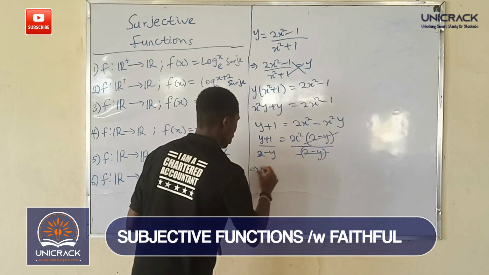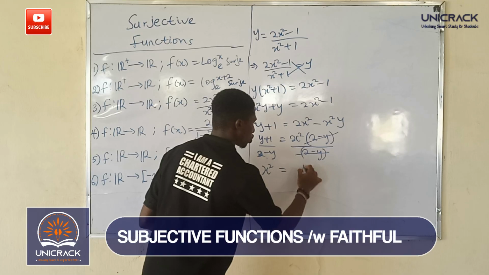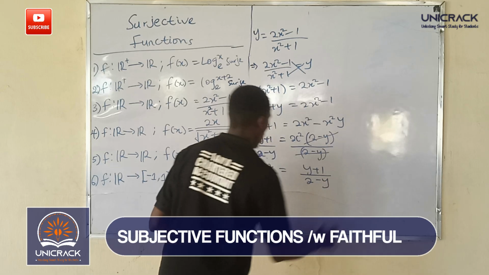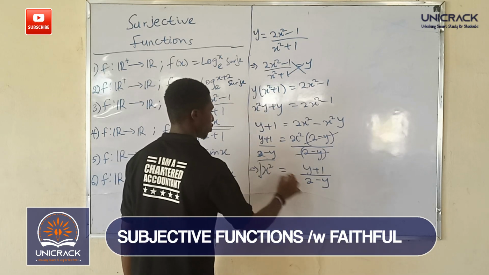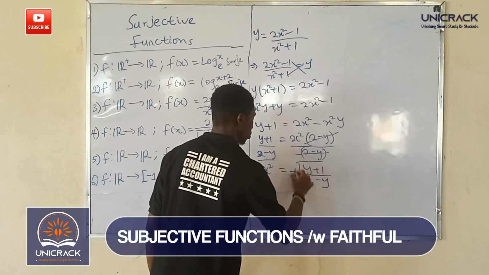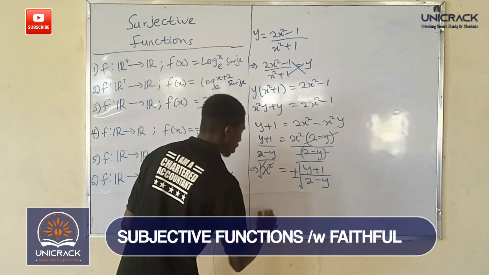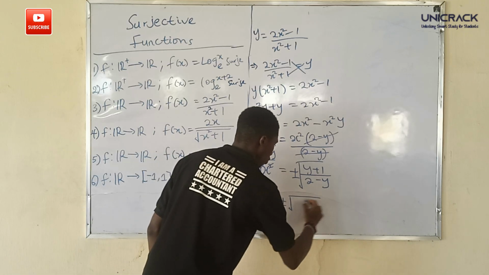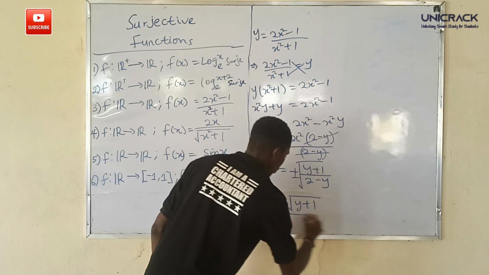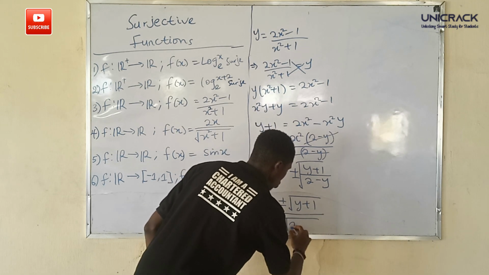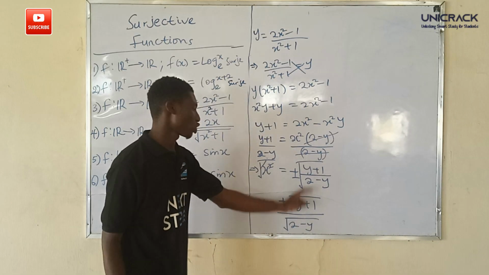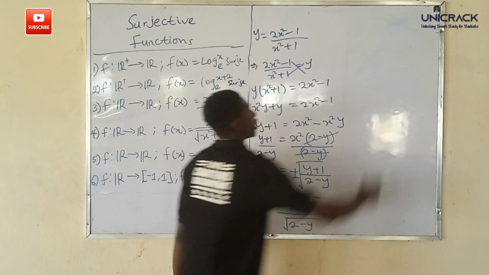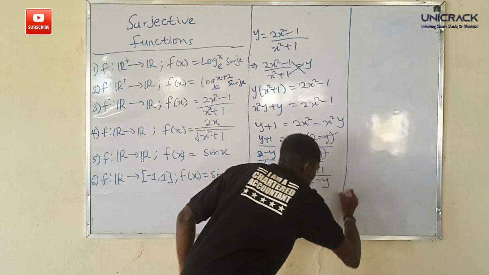We can now say x squared is equal to what? y plus 1 divided by what? 2 minus y. We can square root both sides. If we square root both sides, we have a plus or minus here. This will cancel out this, and x will be equal to what? Plus or minus the square root of y plus 1 divided by square root of 2 minus y. This plus or minus is for both the numerator and denominator, so it's the same thing regardless. So now we have made x subject of the formula, we can now find the range.